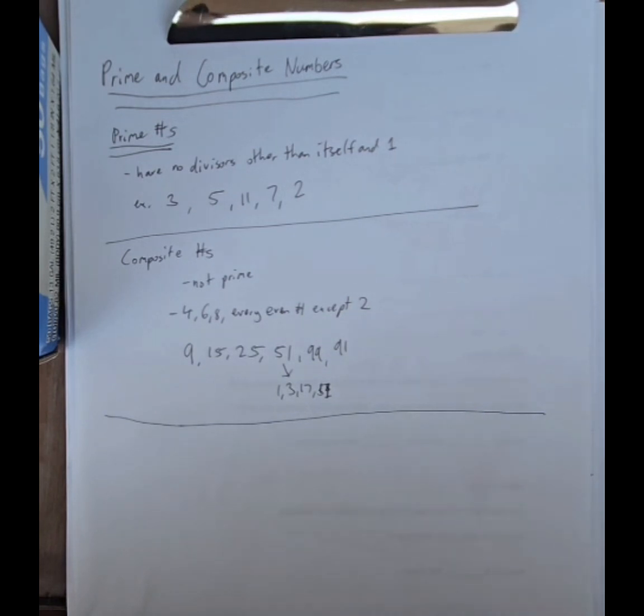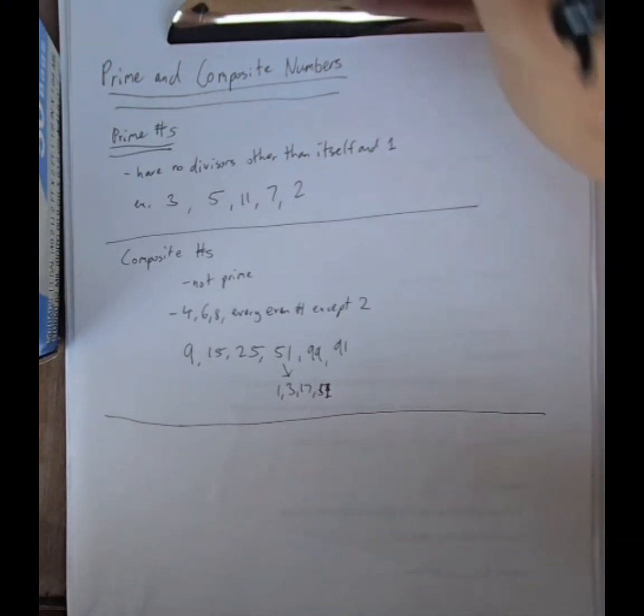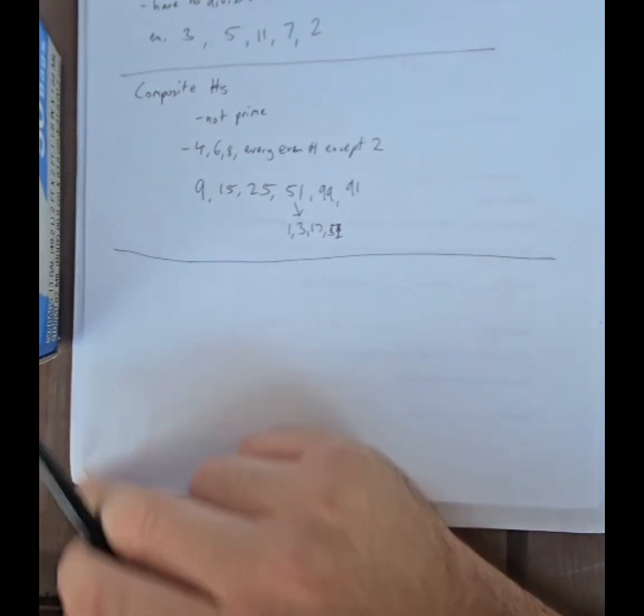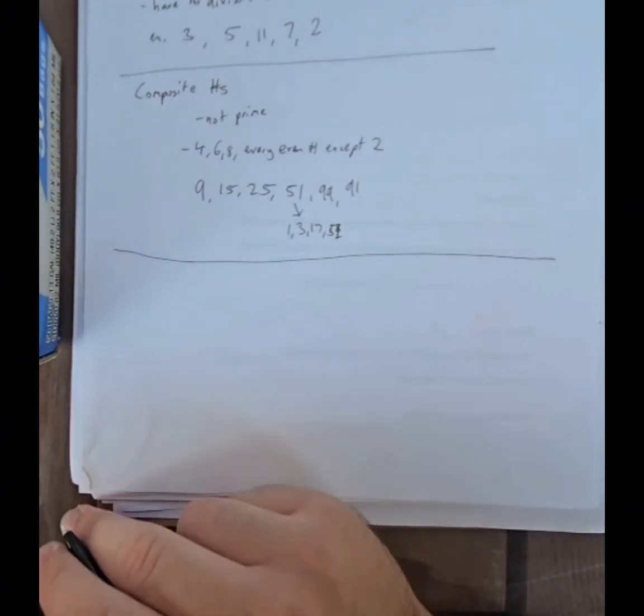I also want to mention that the bigger your numbers get, the less often prime numbers are going to appear. But it's been proven that there is an infinite amount of prime numbers. So let's do a little bit of practice here with them. Tell me if the number I'm going to write down is prime or composite.